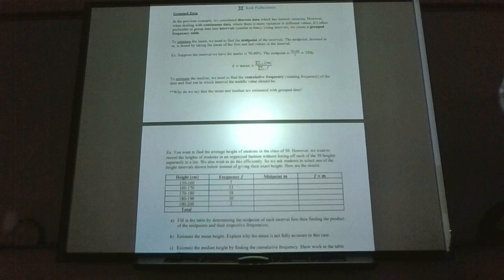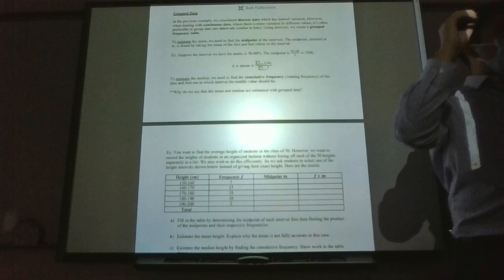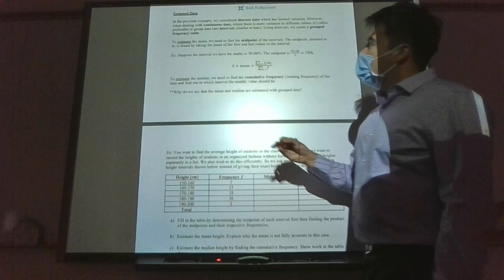170 to 180, 180 to 190, 190 to 200. That seems a lot easier and faster than actually collecting each individual piece of data. Does that make sense, guys? So that's the whole idea here: instead of putting them all individually, we're actually going to put them in intervals, right?